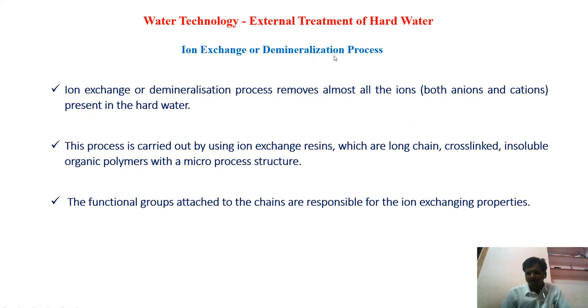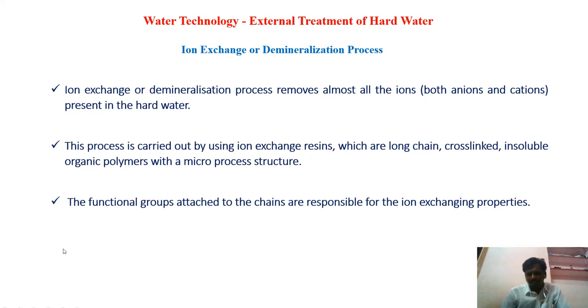Demineralization means removal of calcium and magnesium ions from the water. In this process, almost all the ions, both anions and cations, can be removed. That is the main important feature of this process. Here we are using ion exchange resins, made up of polymers having long-chain cross-linked functional groups. These polymers are insoluble in water and hydrophobic in nature, and we use these resins to exchange the ions from water.